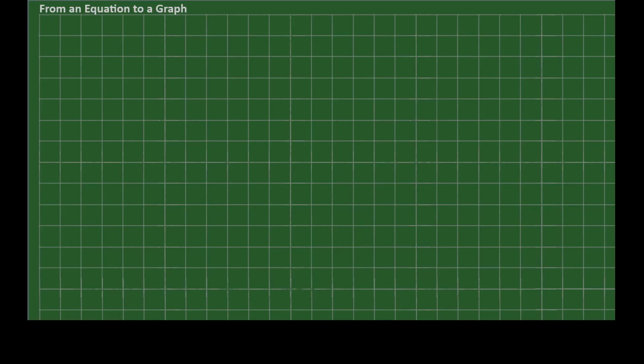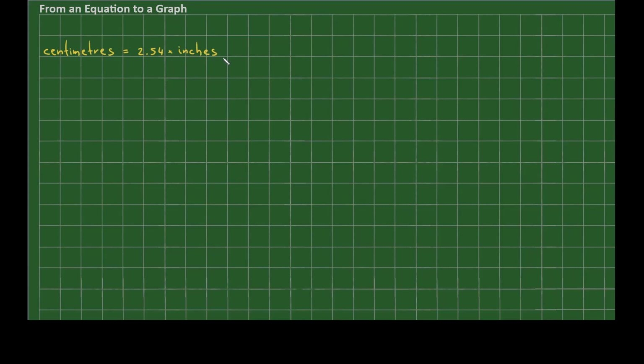Hello good people, I'm going to demonstrate how to convert an equation into a graph. I'm going to start by using the formula that helps us convert inches to centimeters. The number of centimeters is equal to 2.54 multiplied by the number of inches.